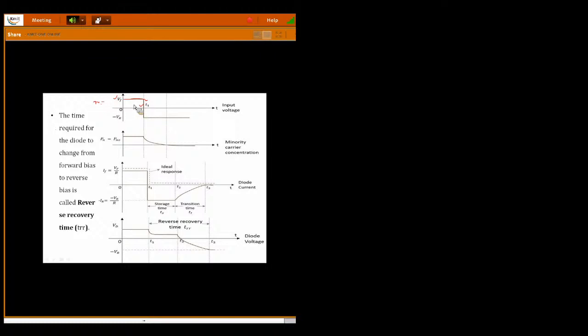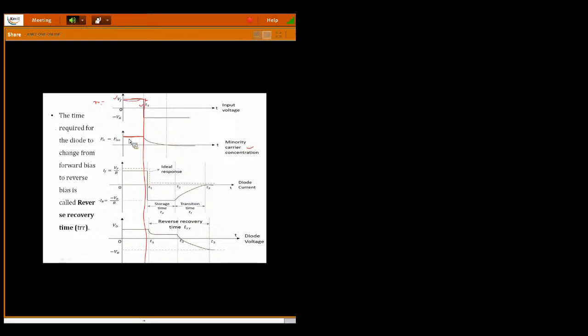So during the forward bias, what is the minority charge concentration near the junction? The minority carrier concentration near the junction is more. Already I told you previously, at the junction I am talking. This is initially, up to this portion, up to T1, it is forward bias. In the forward bias, you are applying the forward bias voltage.